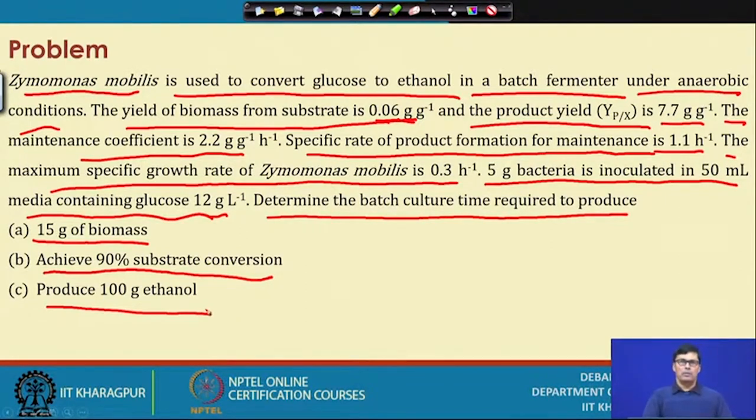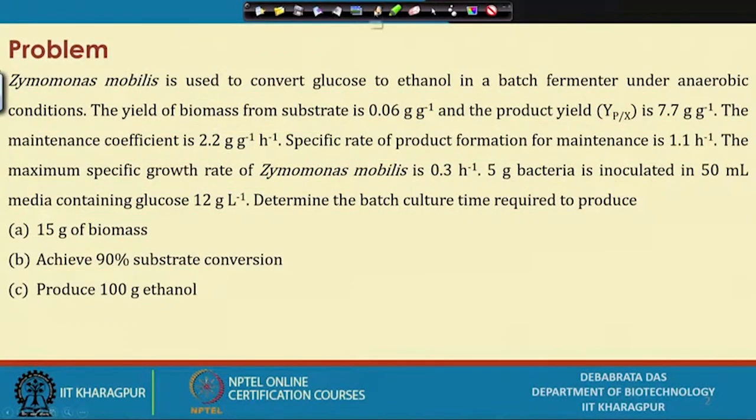grams of ethanol. So you know that the problem has three different parts. One is you have to find out how much time is required in a batch process to get 15 grams per liter of biomass. Then you have to find out how much time is required to achieve 90% substrate conversion. Then to produce 100 grams of ethanol, how much time is required. So I consider this a very interesting problem. Let us see how we can solve this problem.